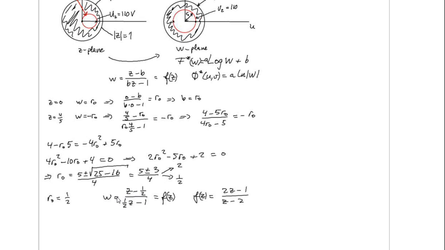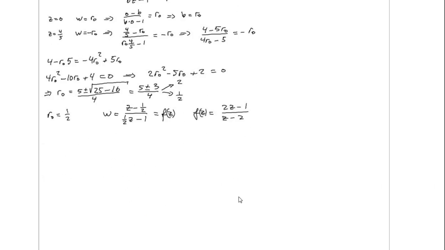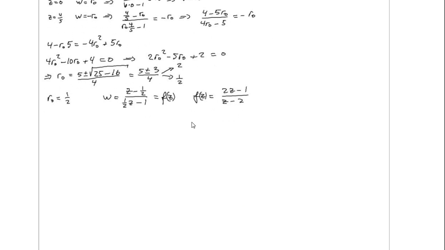Well, the Möbius transform takes this form. We can multiply with 2, and then we get a more simple expression. So we have now this conformal mapping, and we are almost there.